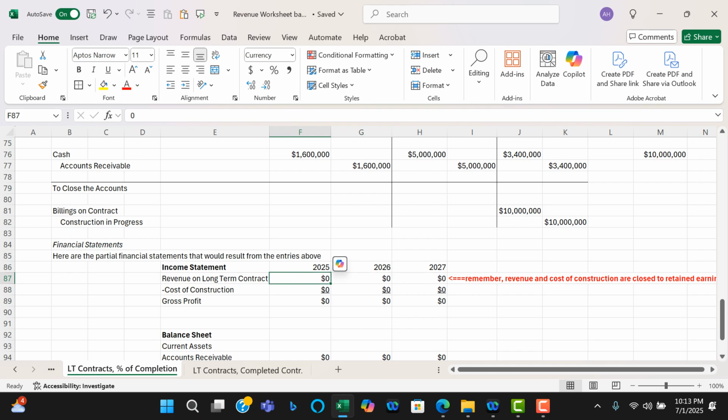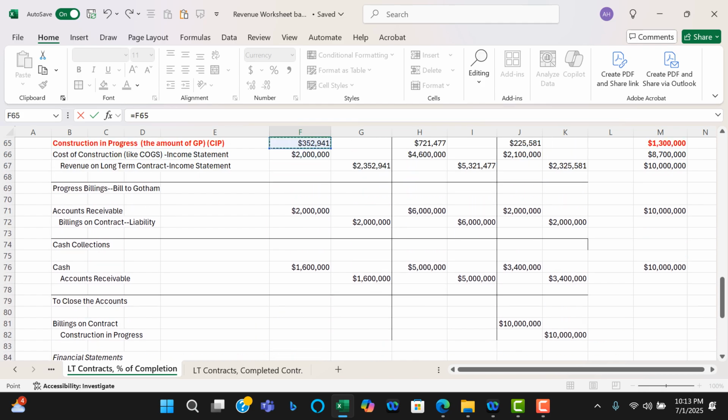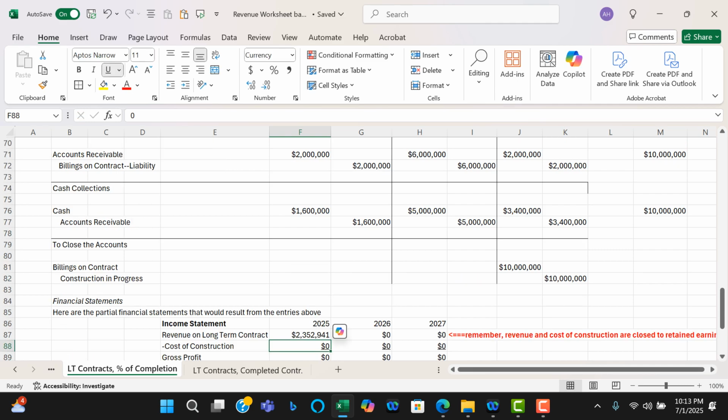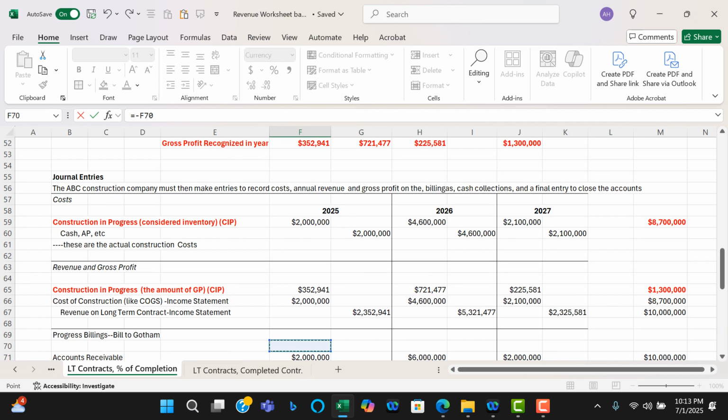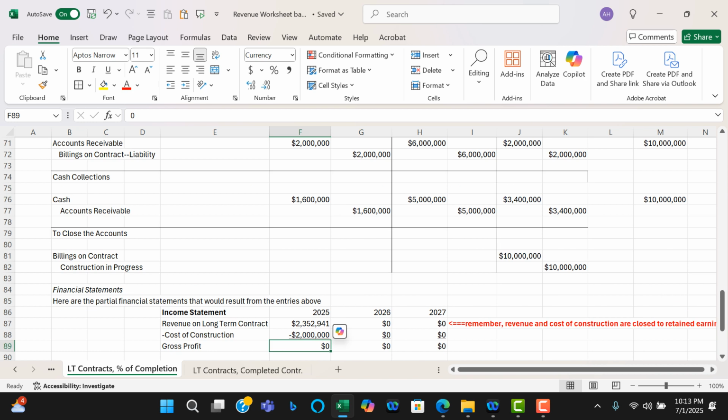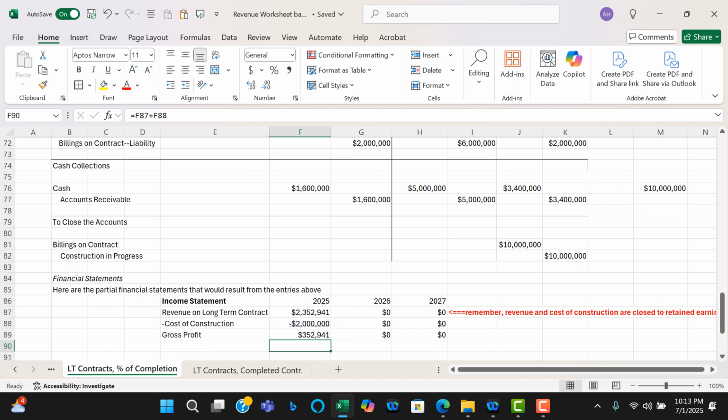Okay, now remember what I said, we had an account called revenue on long-term contract. And that's what I was trying to say right here, this account right here. So for 2025, we had revenue on long-term contract of 2.3 million minus the cost of construction. The cost of construction, remember I said it's like cost of goods sold for a construction company, minus 2 million. So on our income statement, we're going to have the gross profit of 352,941. That's what we would show.